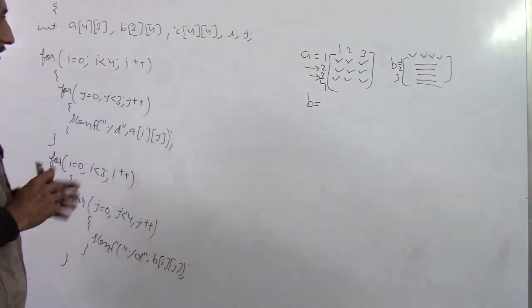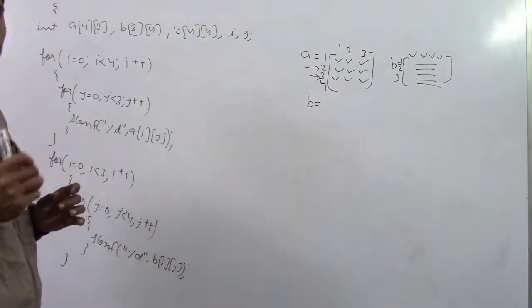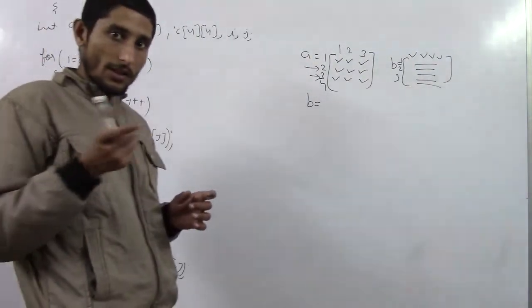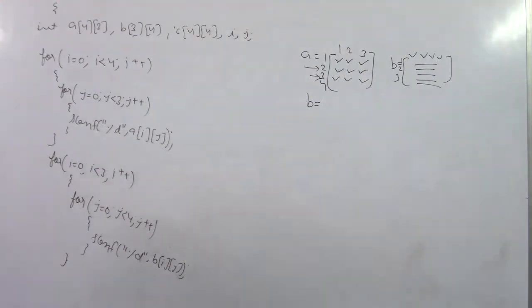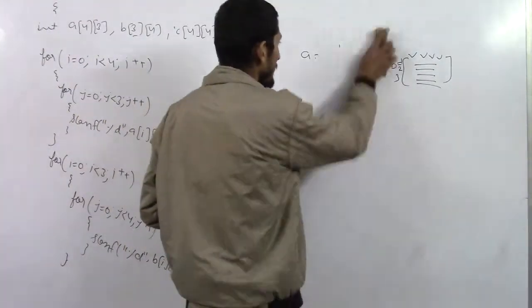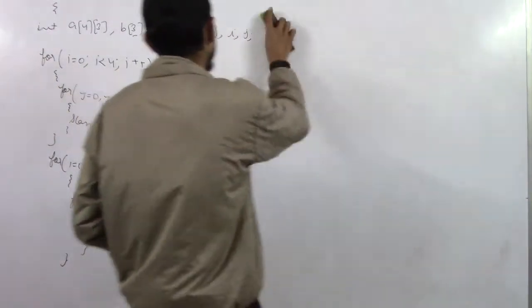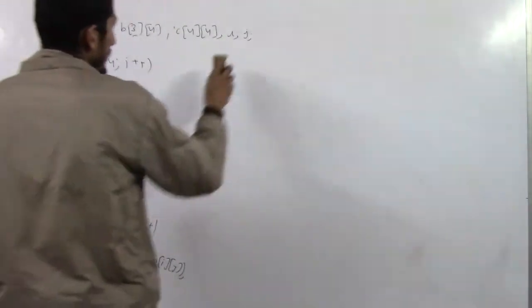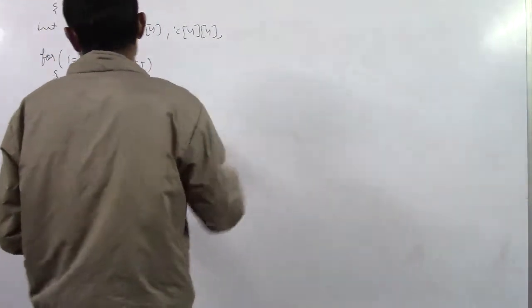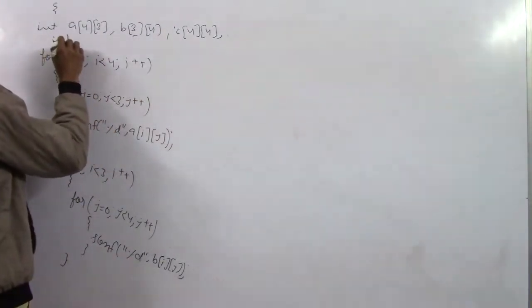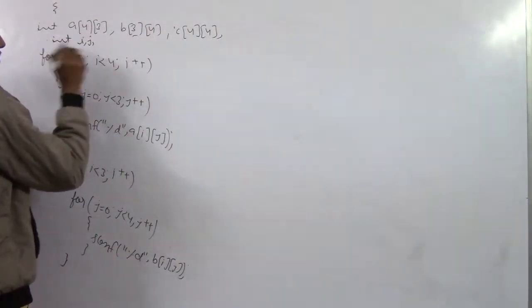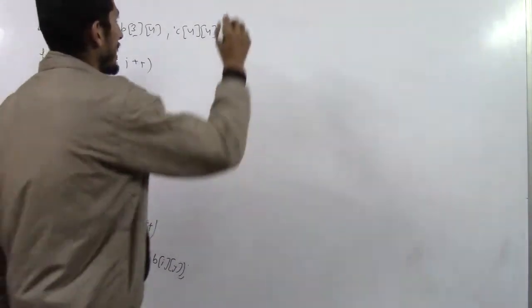Now I will implement the logic for multiplication. So I will write here. Let me rub this one. So I am just writing these two here so that I can have a space. So I am writing here int I comma j. Not an issue. Okay, so let me start.